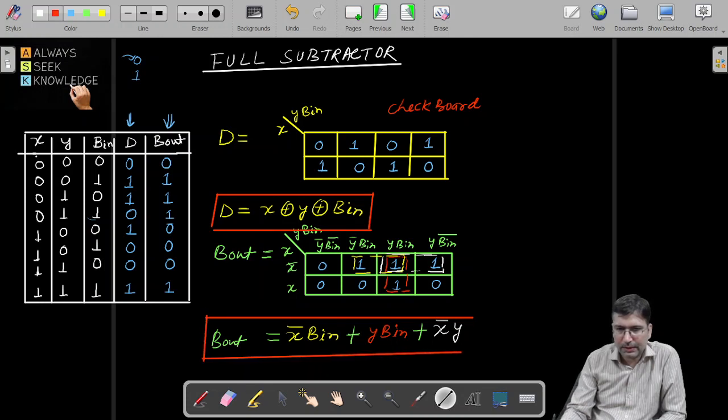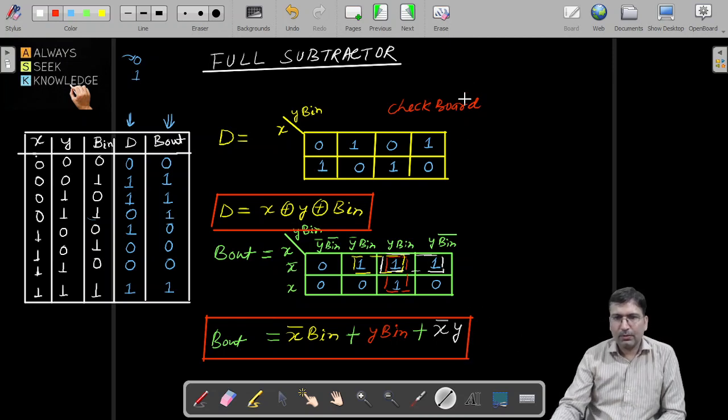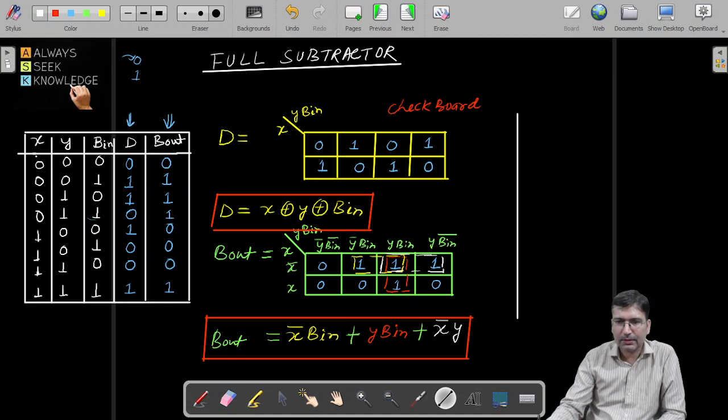So let's quickly see the circuit realization. I'm just drawing here. So let's say there are three inputs we are having. So let's draw it. Let's say this is X, this is Y, and this is B in.